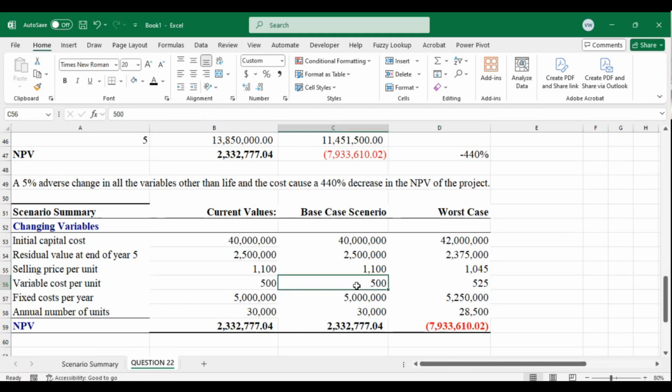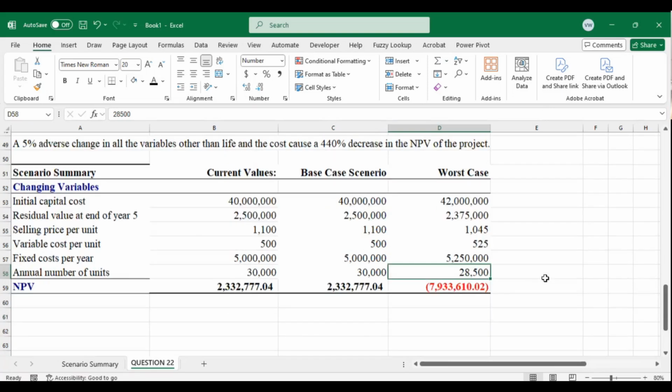The variable cost was 500. A 5% adverse change increased it to 525. The fixed cost was 5 million. A 5% adverse change increased it to 5250. The annual sales volume was 30,000 units. A 5% adverse change decreased it to 28,500.